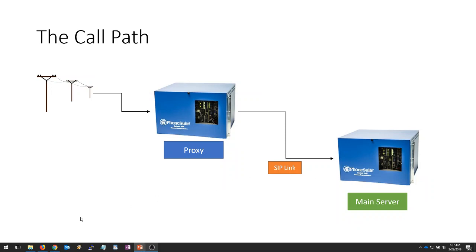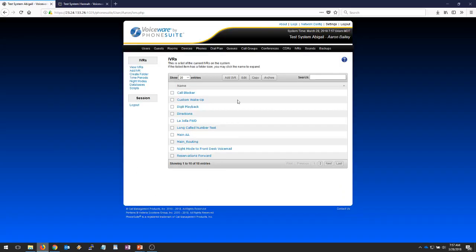So what we're going to do is take a look at two systems here. Now, the system that I'm using, Abigail, is not set up in a normal proxy mode. So you'll see some additional DIDs and things that you normally don't see on a proxy, but we're going to pretend a little bit here and pretend that Abigail is set up in a proxy mode.